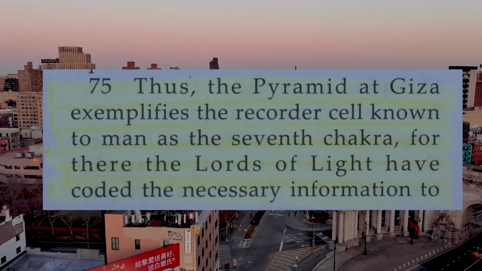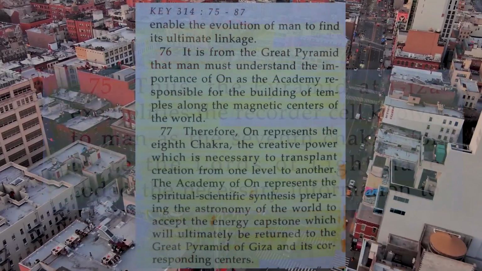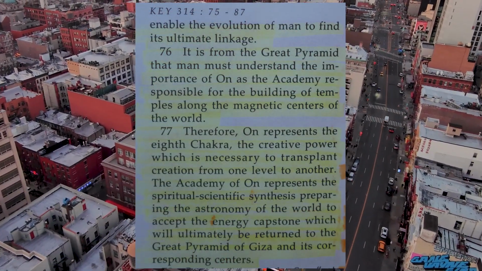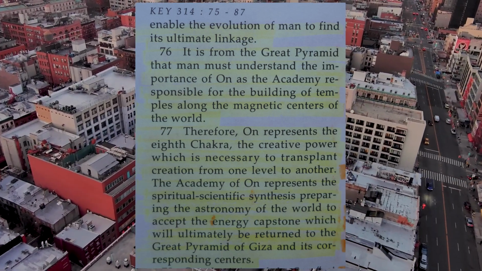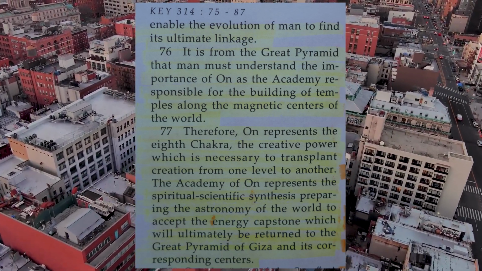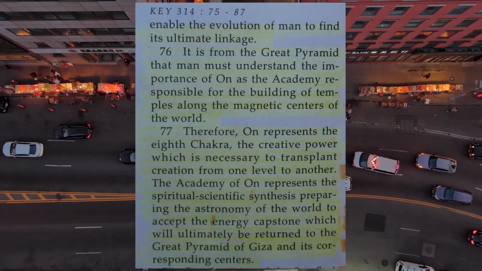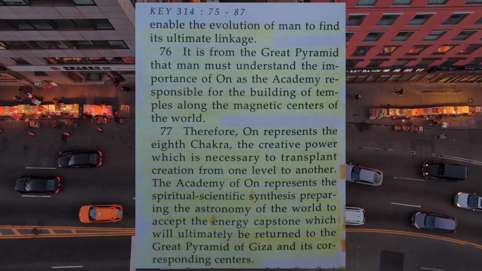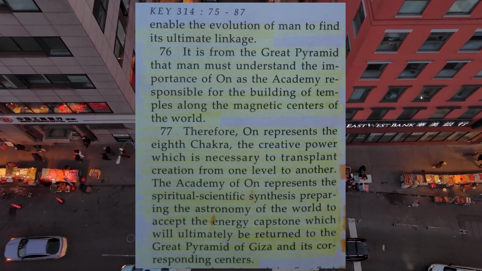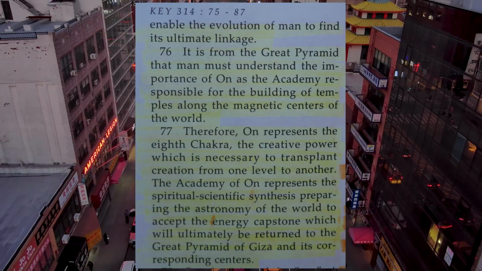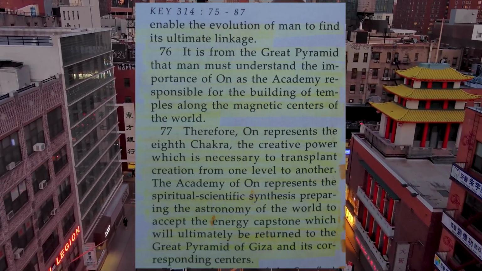For there, the Lords of Light have coded the necessary information to enable the evolution of man to find its ultimate linkage. It is from the Great Pyramid that man must understand the importance of On as the academy responsible for the building of temples along the magnetic centers of the world. Therefore, On represents the 8th chakra, the creative power which is necessary to transplant creation from one level to another.